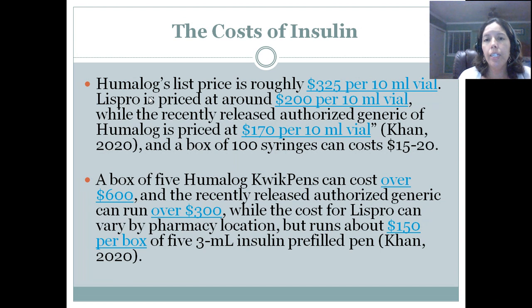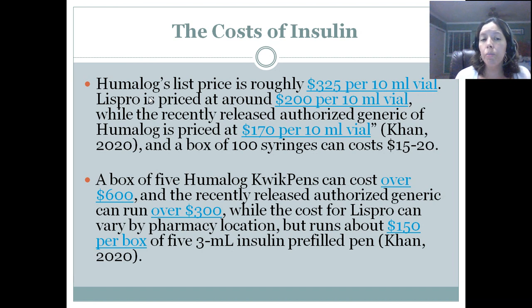So you can see insulin is very expensive. For example, Humalog's list price is roughly $325 for a 10 milliliter vial, while Lispro is around $200 for a vial, and Humalog's generic is priced at around $170 per 10 milliliter vial. And on top of that, you need to add the price of syringes.